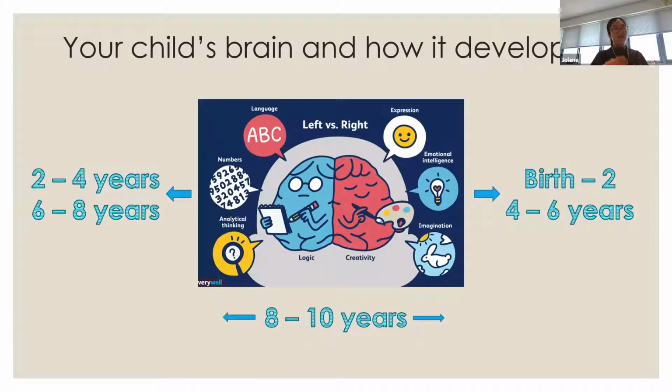And you see that at certain ages when you go, oh, suddenly they're learning so many more words. Suddenly they are a lot more articulate. That's because that side of the brain is developing at that point, where you see the more rapid development. Okay.